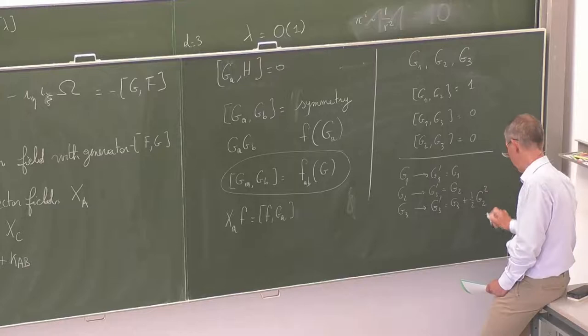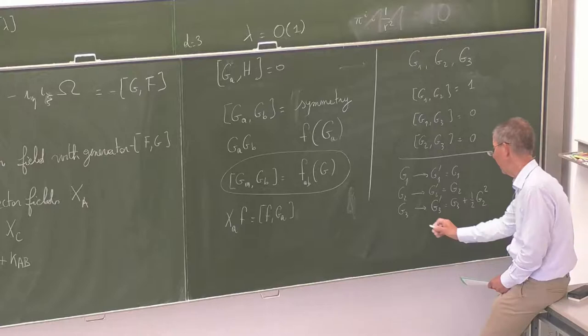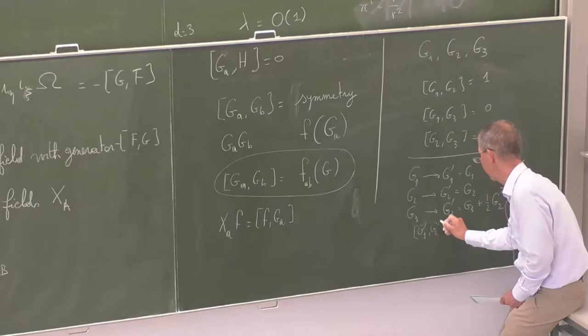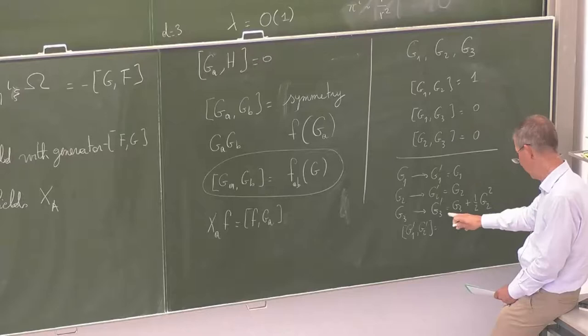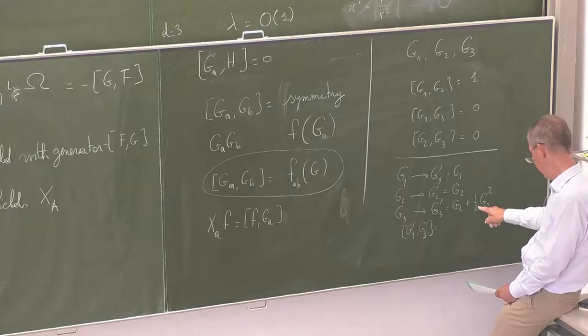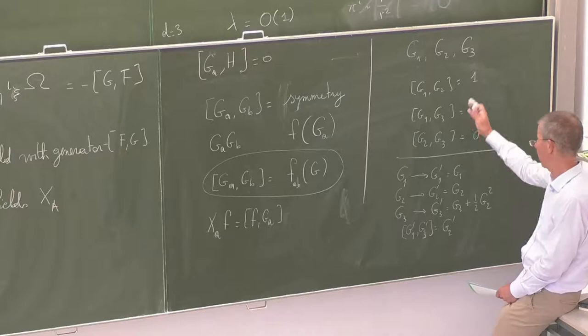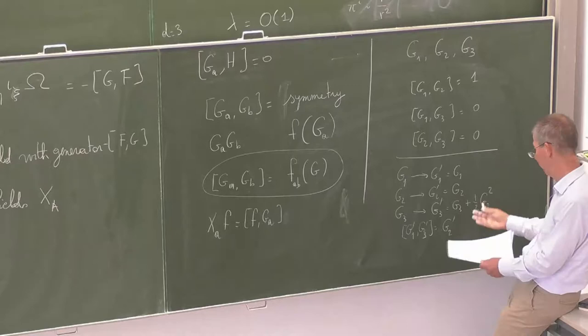Now, this is an acceptable transformation. And now if I compute the bracket of the new generators, well, this is not changed, but you see that the bracket of G1 with G3 will be modified by G2, which is G2 prime. So the rest will be unchanged. So you see that you can go from an abelian algebra to a non-abelian algebra by making such transformations.